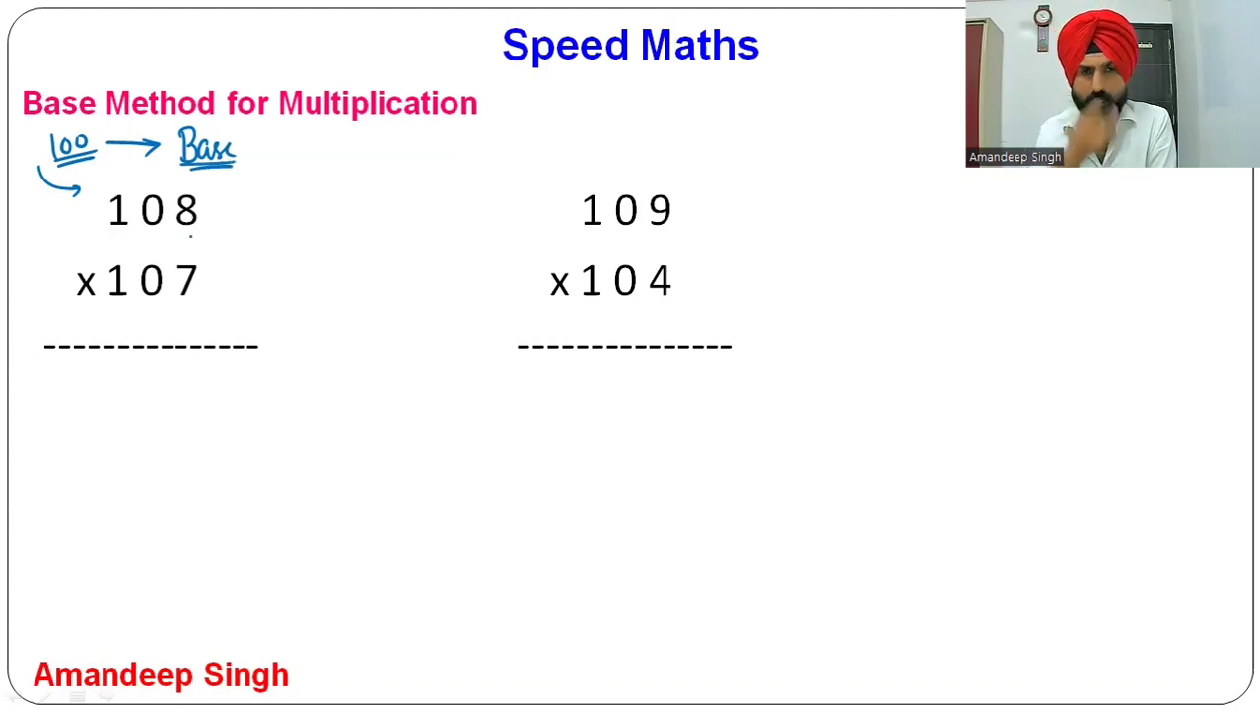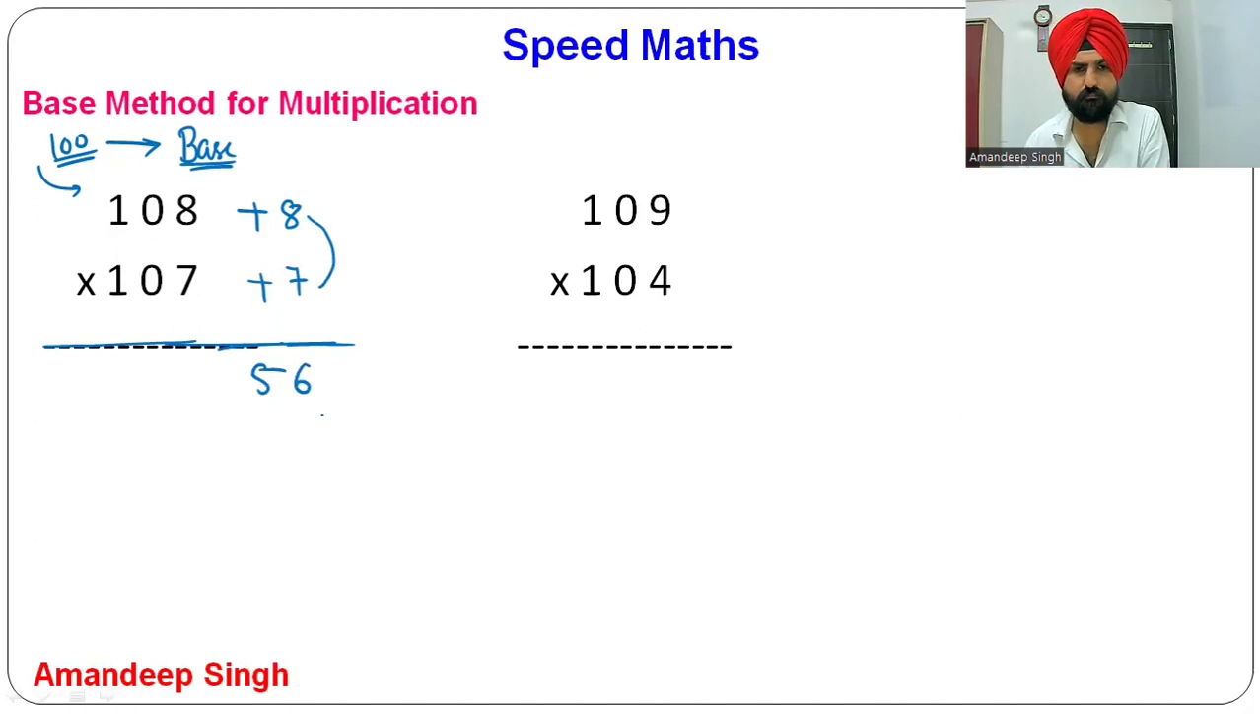100 is the base. How much is this number more than 100? It's 8, so I will write plus 8. How much is 107 more than 100? It's 7, so I will write plus 7. Your first step is to multiply these numbers. 7 eights are 56, right?